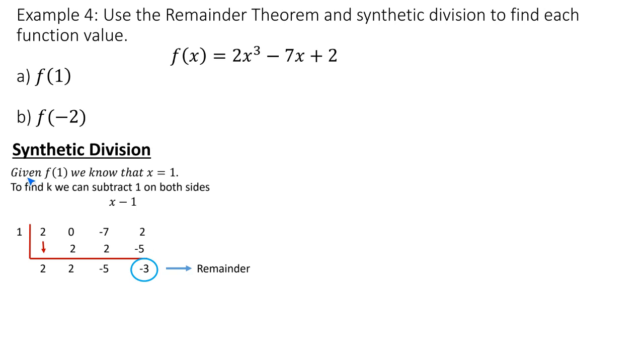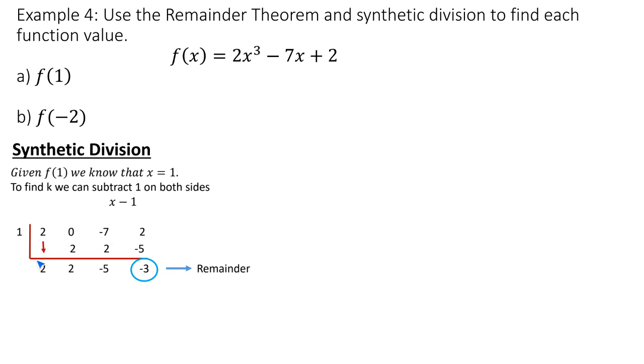And so here they tell me that given f of 1, so here we know that x is equal to 1 because whatever's in the parentheses, that's your x. So that your x is going to be on the left side here, that's your k. So whatever number is inside is going to be your k. And then my coefficients are 2. I don't have an x squared, so that's 0. And then my negative 7, and then my 2.